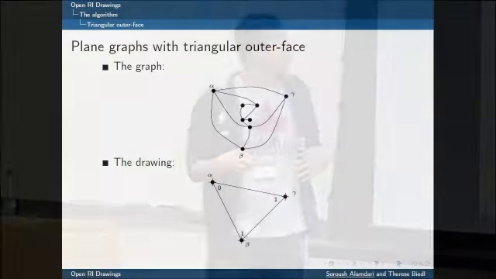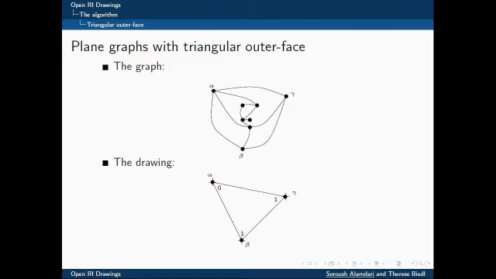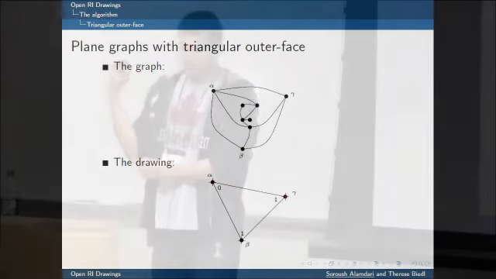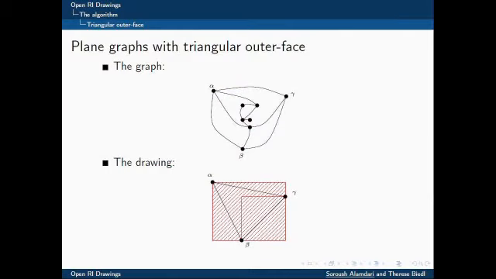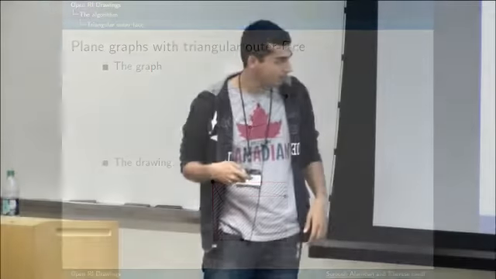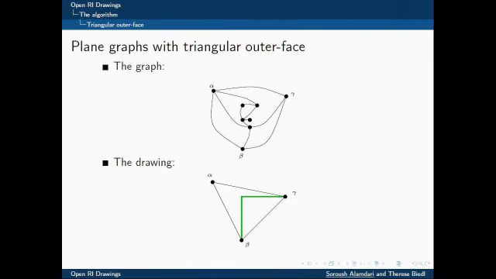So let's go back to rectangle of influence drawings. Let's first look at the simplest type of graphs that we can look at: the graphs that have a triangular outer face. If we have a triangular outer face, the outer face basically forbids us to place the points anywhere that is hashed here. So the only place that vertices can be is on the green lines here.